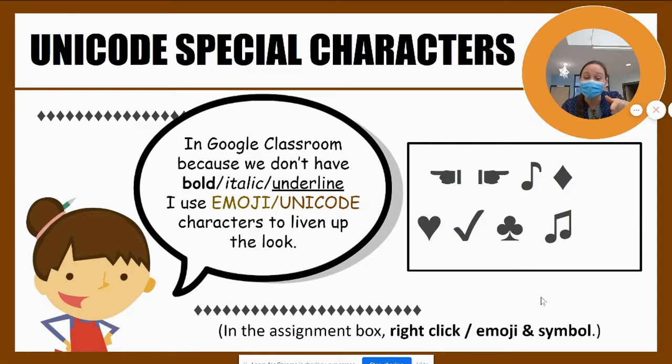And also in Google Classroom, in the assignment box, if you do the right click, unless of course your mouse is set up to the left side, then it's a left click, the right click will give you an emoji symbol keyboard. And so you can insert special characters. You don't have bold, italic, and underline yet, but you do have those. And that is very useful because it gives you little visual things to try to create structure. You can liven up your look. And hopefully they will prioritize bold, italic, and underline sometime soon.